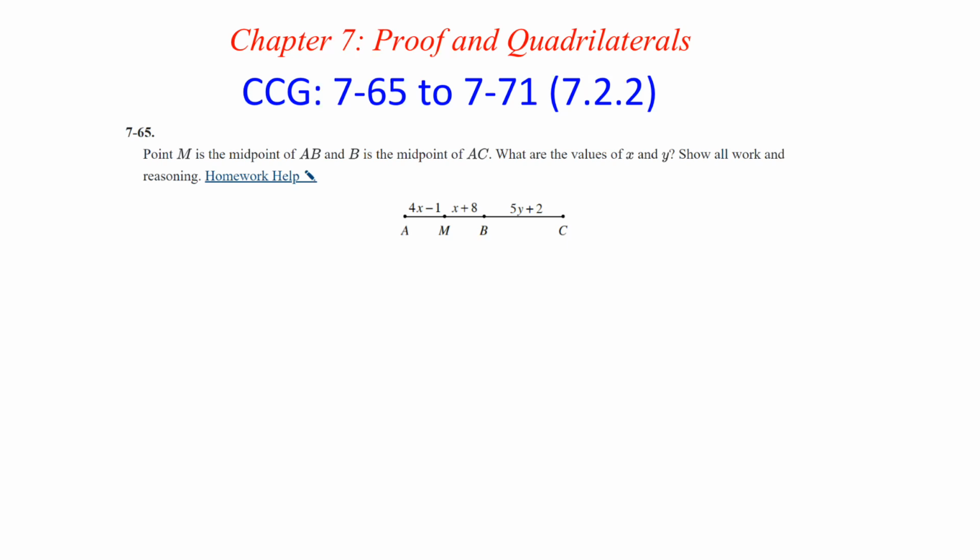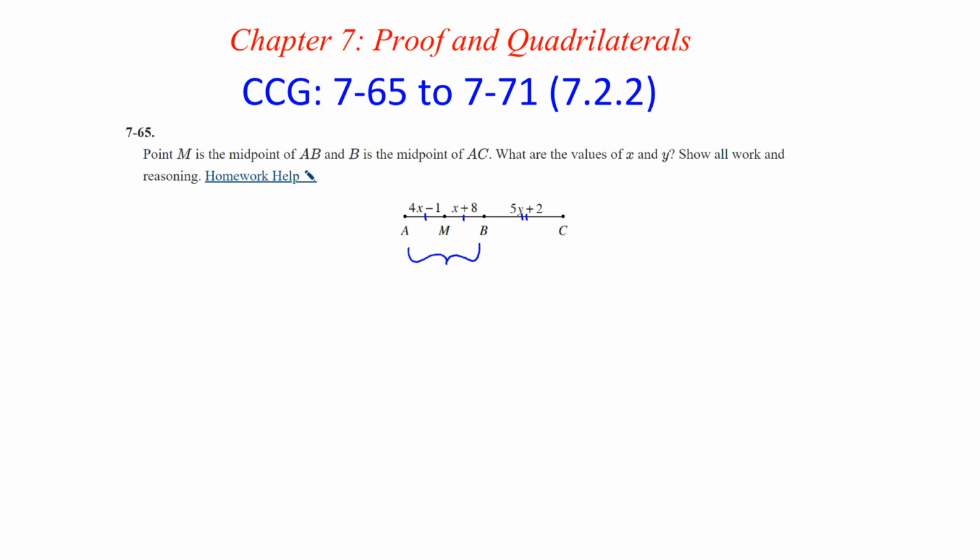So let's go back and take a look. M is the midpoint of AB. So what does that tell us about AM and MB? That they are congruent. Since it's the midpoint, it bisects that line segment. And then it also says B is the midpoint of AC. So that means that this distance is the same as BC, once again because B is the midpoint.